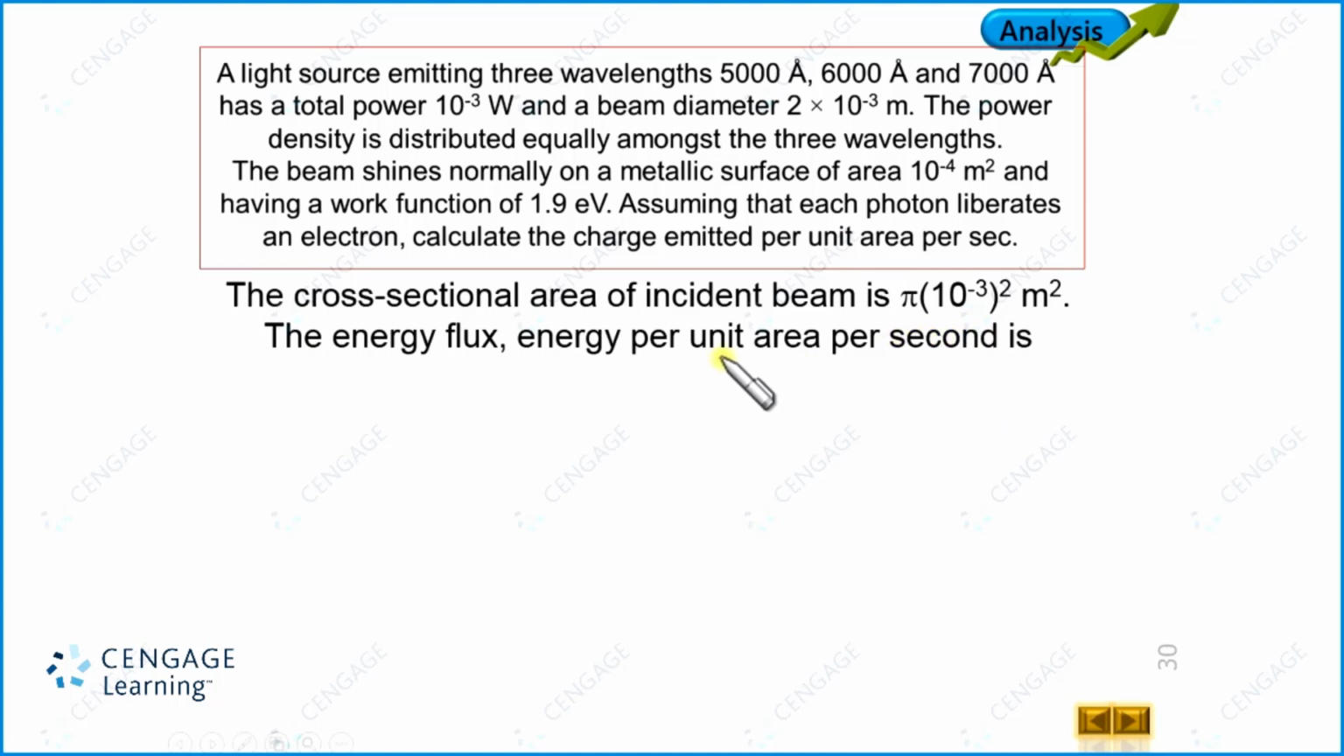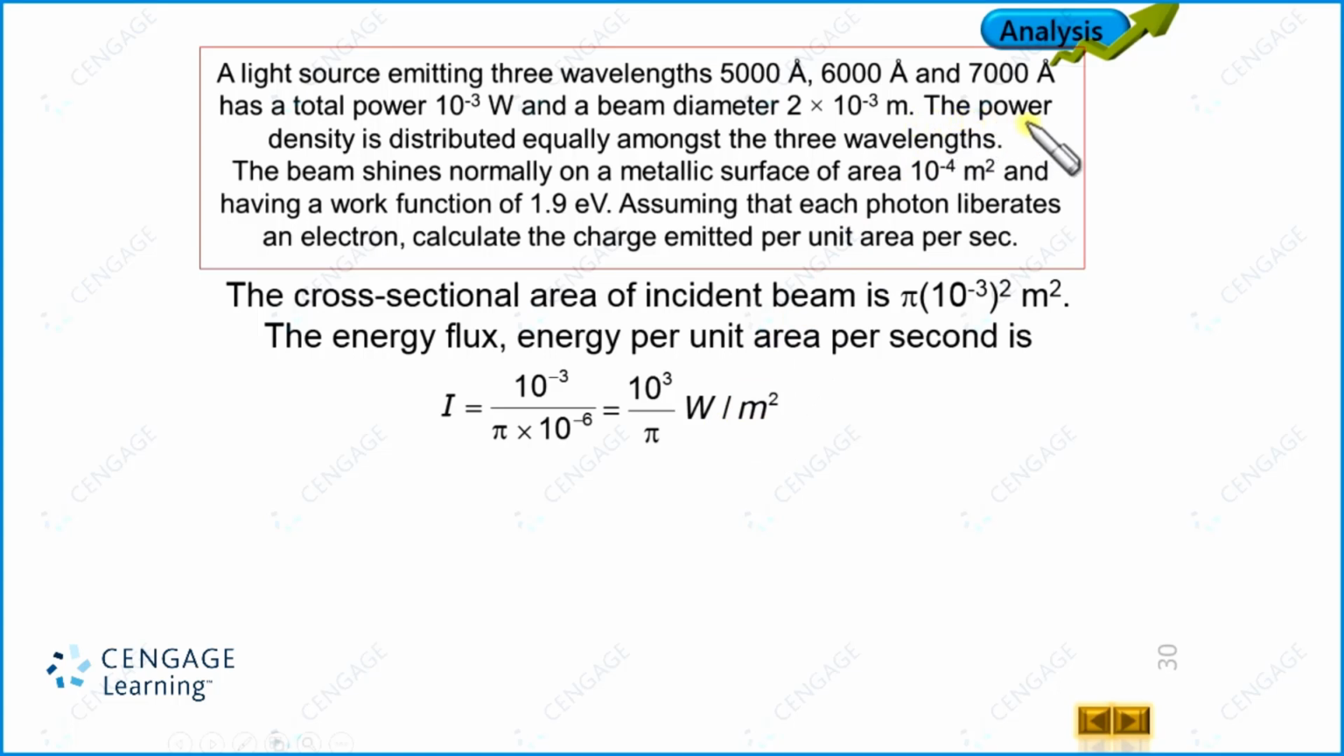Now let us find the energy flux. Energy flux is nothing but the intensity of the radiation. This is power divided by the area of the cross section. Power is energy per unit time, that is joule per second, and the area is meter square. We can simply write it in terms of watt per meter square. It is simply intensity. So we can write I equal to 10^-3 power divided by this area. Okay, so we got the intensity, that is equal to 10^3 divided by π watt per meter square.